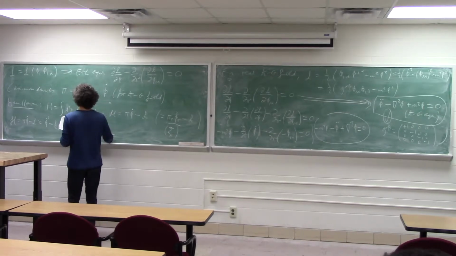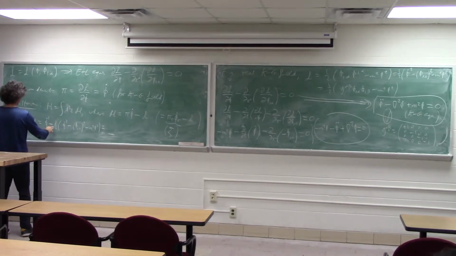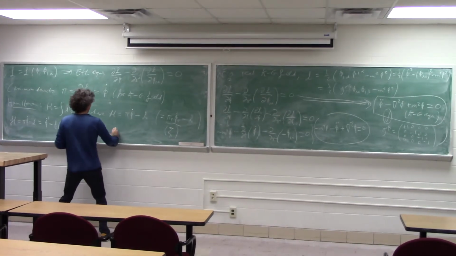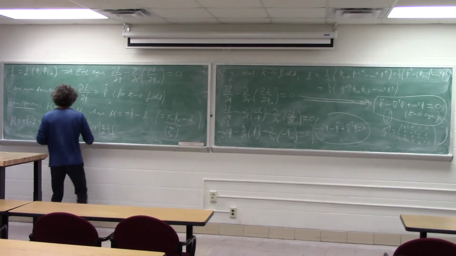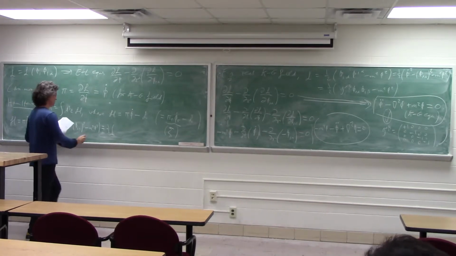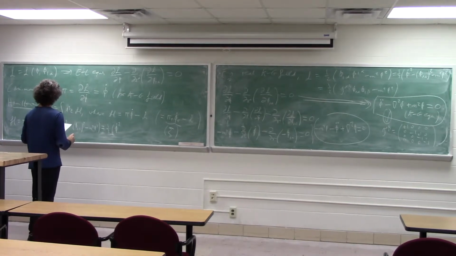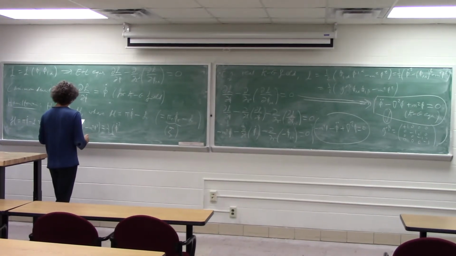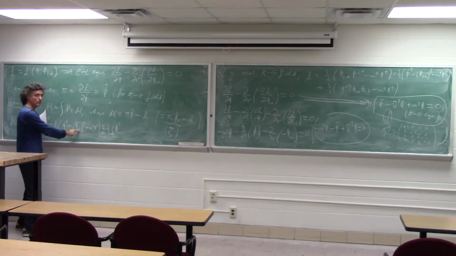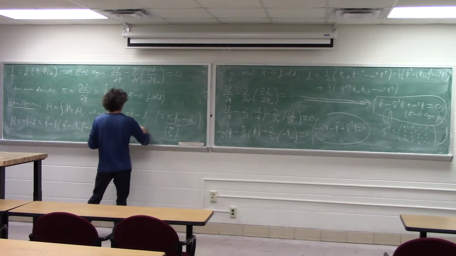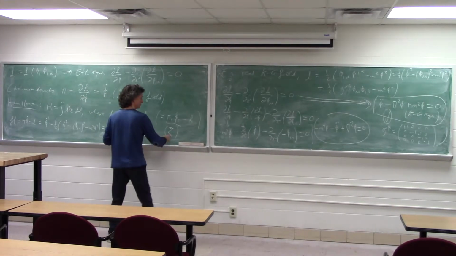So writing out the Hamiltonian density, I can write it as phi dot squared minus a half phi dot squared, so it's a half phi dot squared plus a half of this term, where we're summing over i. So this is just grad phi squared. So I can write this as a half of phi dot squared plus grad phi squared plus m squared phi squared.